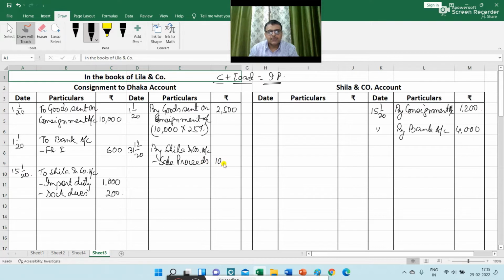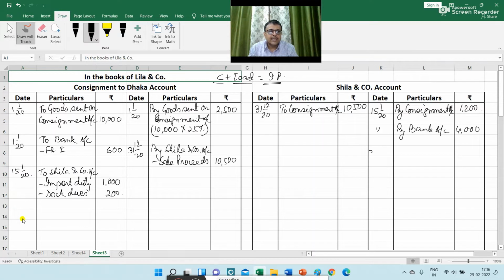And the amount of sale proceed is 10,500. So in Sila and Company ledger, I am writing on 31st December 20 to consignment account 10,500.